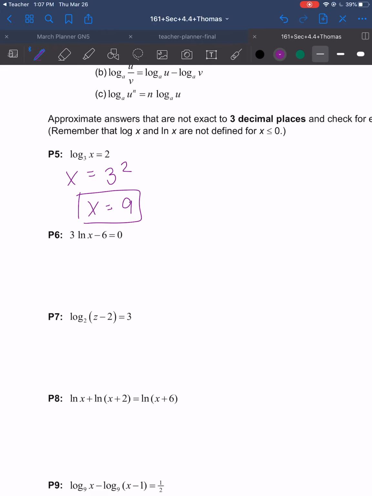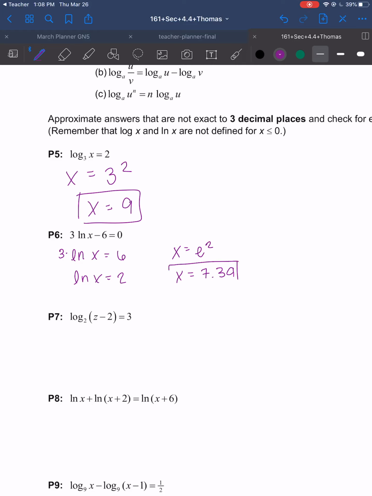And then this one, I'm going to add 6 to both sides because I want to isolate my natural log. And then I'm going to divide by 3, so natural log of x equals 2. But then I don't know what the natural log of x is, so I need to rewrite this into the e form. So x equals e squared, and then you just plug e into your calculator, which is 7.39.